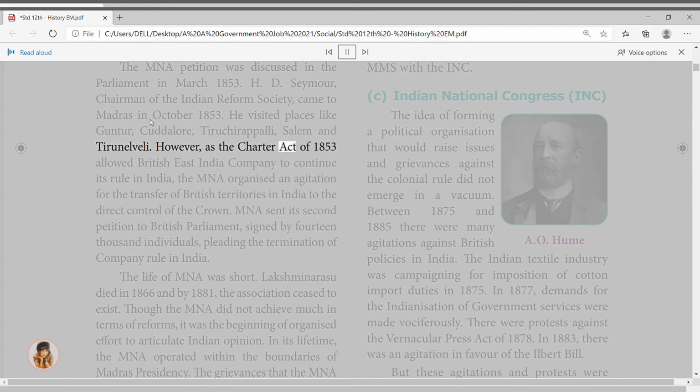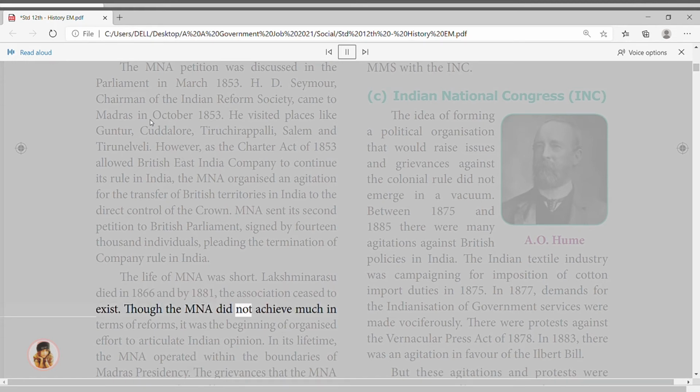However, as the Charter Act of 1853 allowed the British East India Company to continue its rule in India, the MNA organized an agitation for the transfer of British territories in India to the direct control of the Crown. MNA sent its second petition to British Parliament, signed by 14,000 individuals, pleading the termination of company rule in India. The life of MNA was short. Lakshminarasu died in 1866, and by 1881, the association ceased to exist.